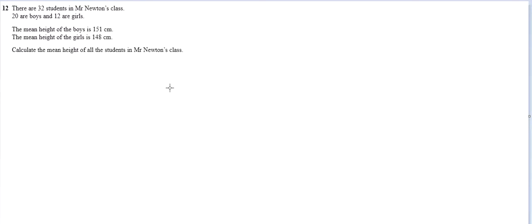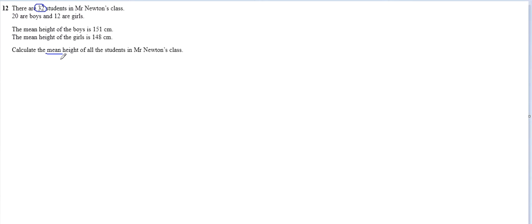So question 12, when we first glance at this, we see the word mean, okay, and that means add them all up and divide by how many there are. So we've just got to know what the height of every single child is in Mr. Newton's class and how many there are. So how many there are is easy. We know that there are 32, so we divide them by 32.